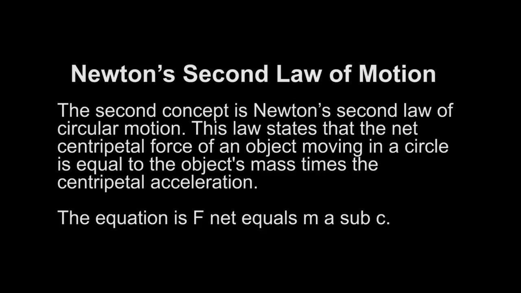The second concept is Newton's second law of circular motion. This law states that the net centripetal force of an object moving in a circle is equal to the object's mass times the centripetal acceleration. The equation is F net equals m a sub c.